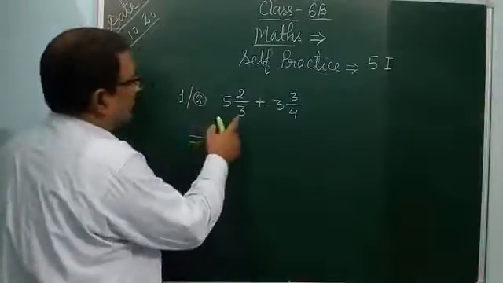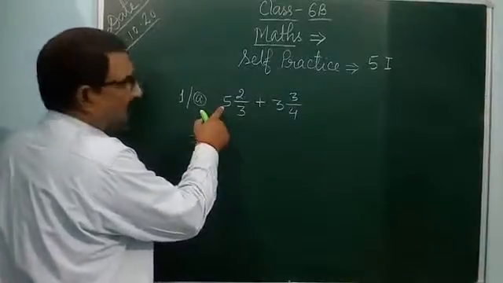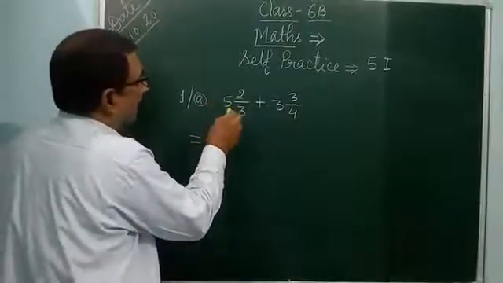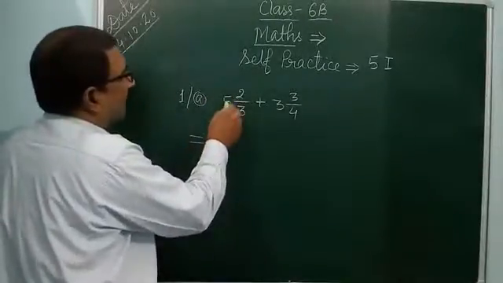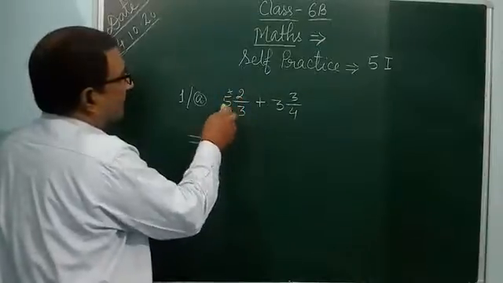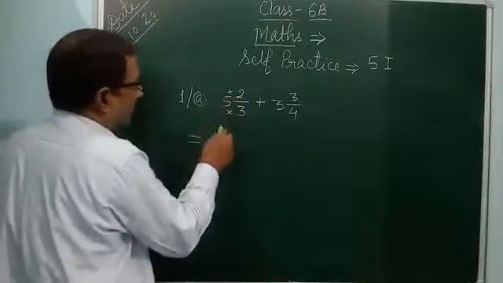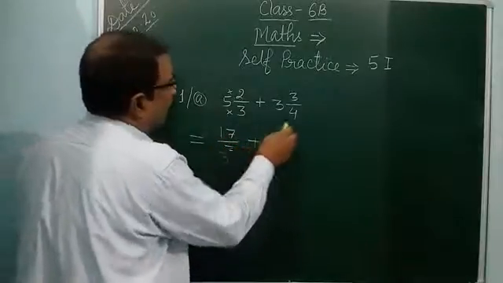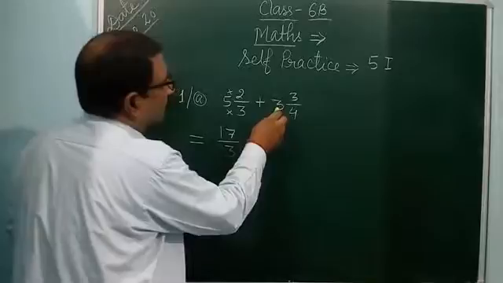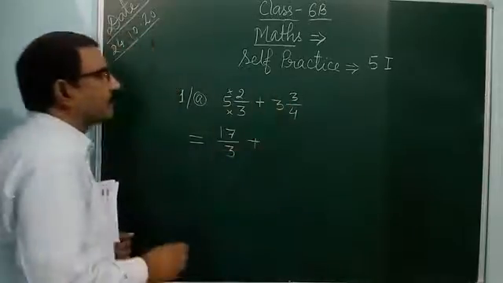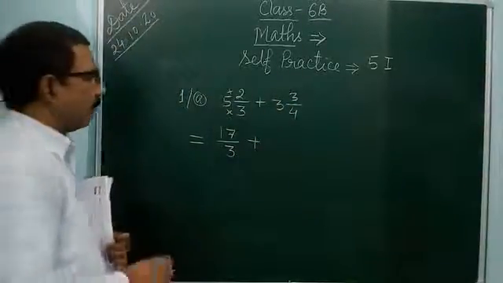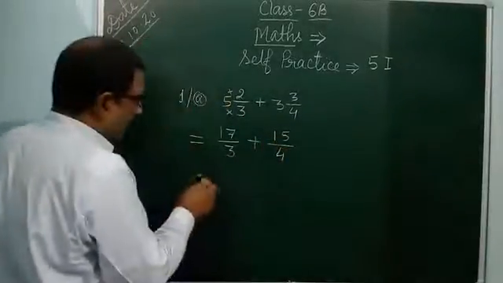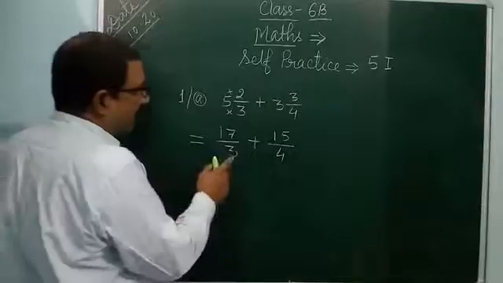So change this: 3 fives are 15, 15 and 2. 3 fives means multiply that, after that you add together. So 3 fives are 15, 15 plus 2 is 17, 17 by 3. After that 4 threes are 12, 12 and 3, 15, 15 by 4. After that you find out LCM of 3 and 4.